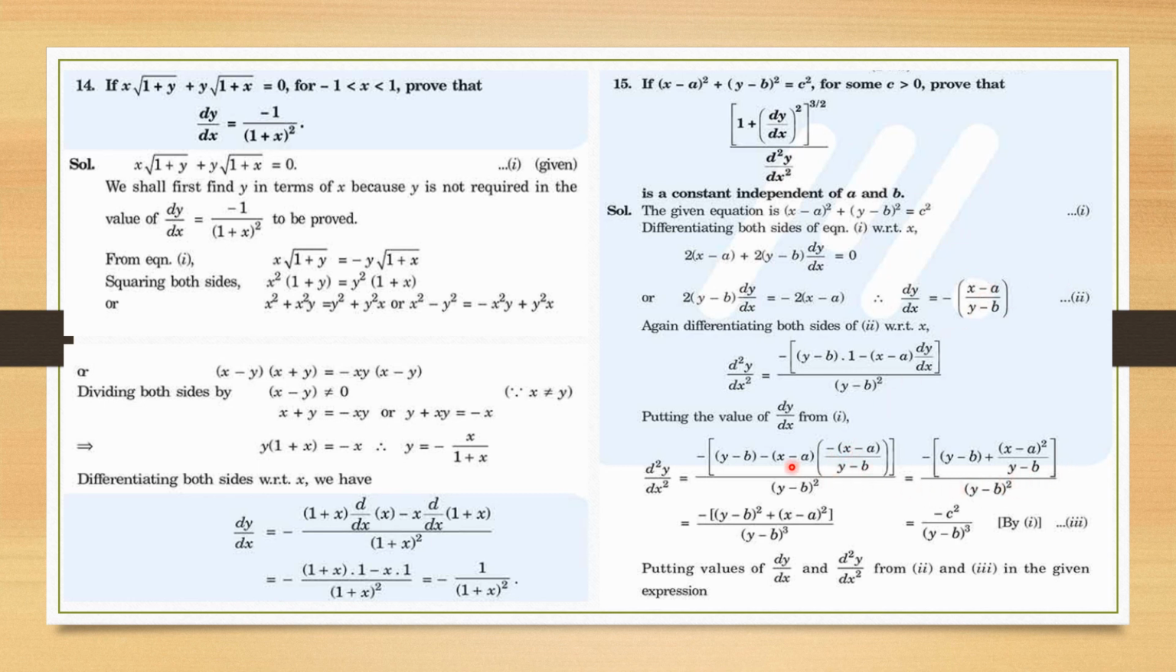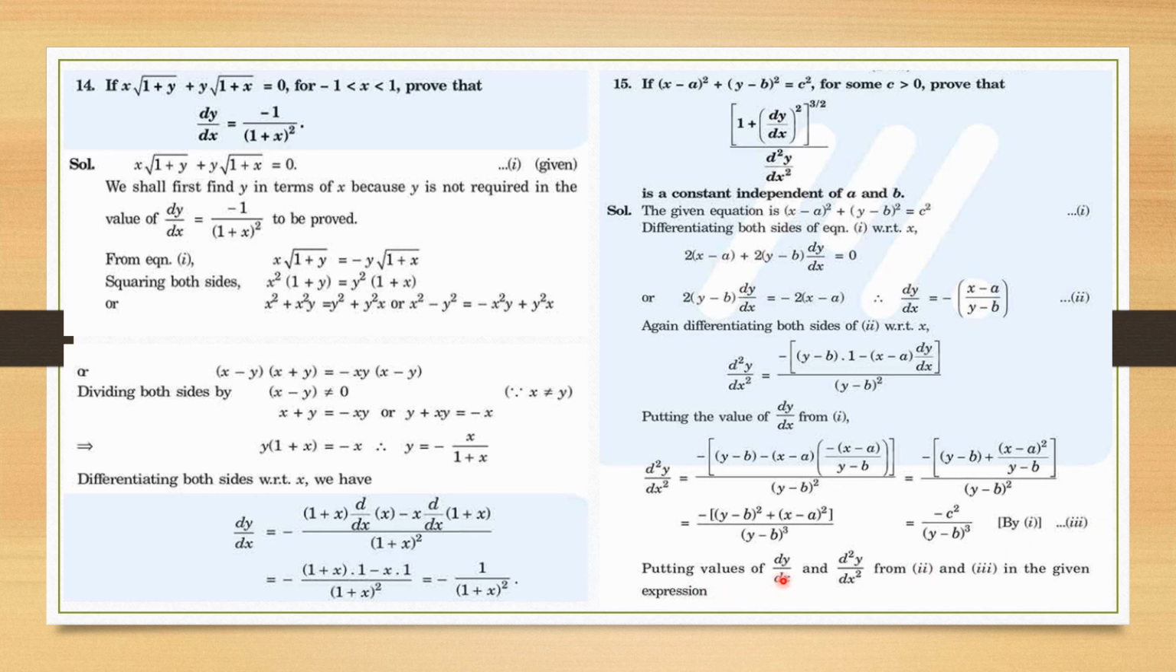Take the LCM. It will be y minus b plus, this becomes x minus a whole square, and minus and minus will be plus. Take the LCM, it will be minus outside, so y minus b whole square plus x minus a whole square, and this y minus b will come down and it will become y minus b whole cube. Now this term, come back to your original question, it is your c square. So it becomes minus c square upon y minus b whole cube. So by 1 you will get this value.